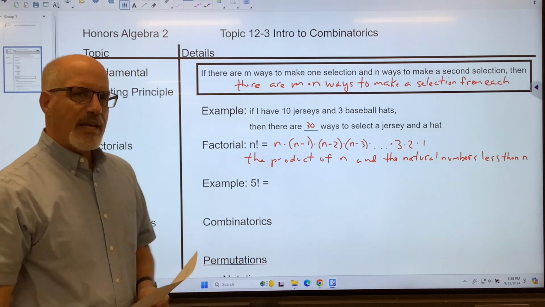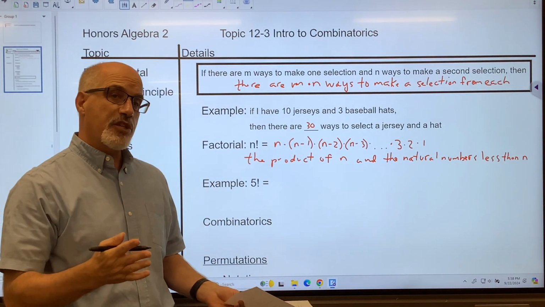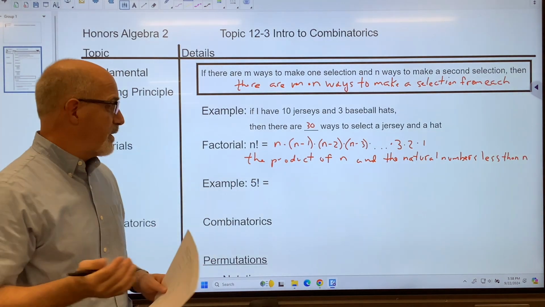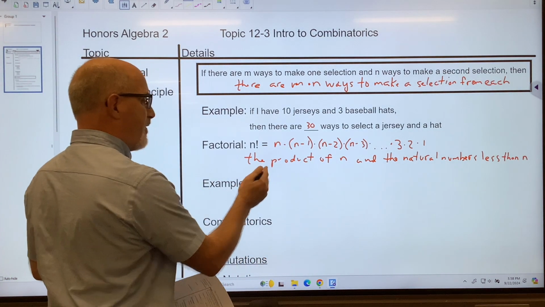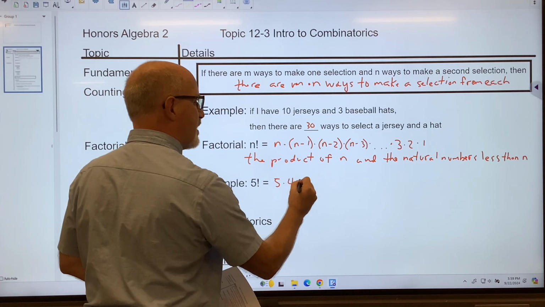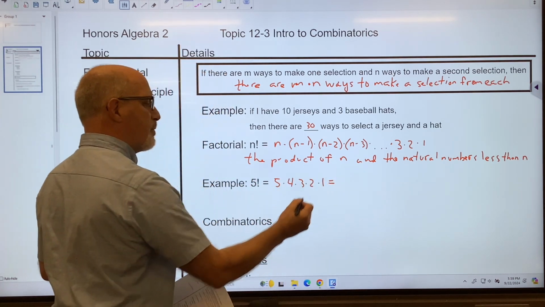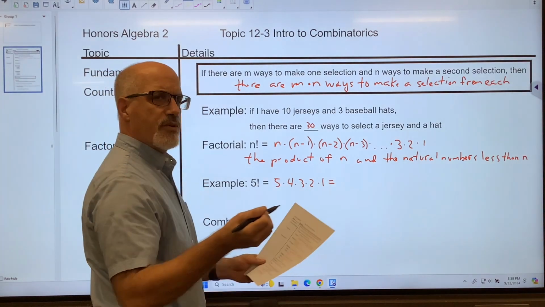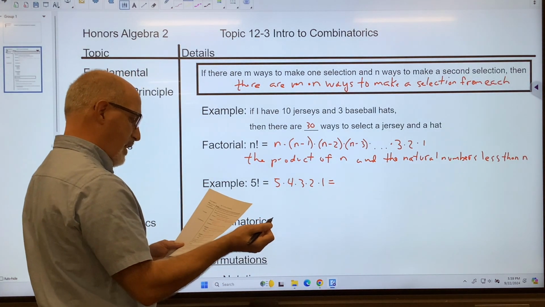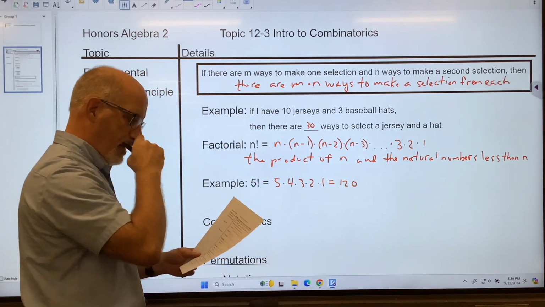As an example, if we want to take 5 factorial, that exclamation point means factorial. So 5 factorial would be 5 times every natural number less than it: 4, 3, 2, and 1. If I multiply 5 times 4 times 3 times 2 times 1 together, I get 120. That's what 5 factorial would give you.